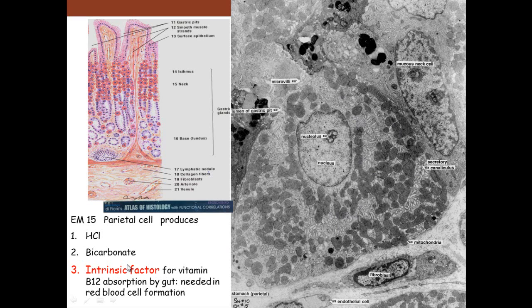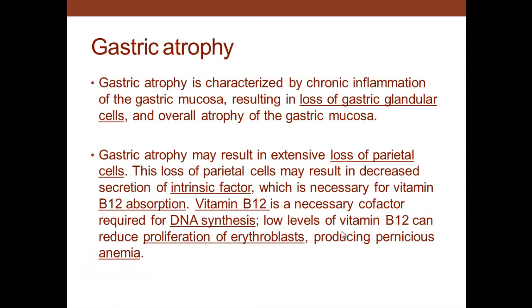The parietal cell also produces bicarbonate, which is a counterpart to the hydrochloric acid or a byproduct of the hydrochloric acid production. And also it produces intrinsic factor. Intrinsic factor is involved in vitamin B12 absorption in the gut, which is needed for red blood cell formation. So we have the parietal cell, big nucleus, secretory canaliculus, lots of mitochondria for transport across the membrane.